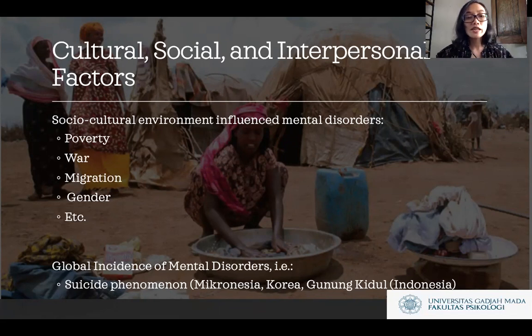So for example, schizophrenia and major depressive disorders seem to occur in all cultures, yeah, but they may look different from one culture to another because individual symptoms are strongly influenced by social and interpersonal context. Yeah, some of the social environmental influences include poverty, war, migration, gender, and etc. Also, we must consider the global incidence of mental disorder. So for example, here, the suicide phenomenon that becomes embedded in certain cultures, thus we have to understand this disorder based on the culture behind them.